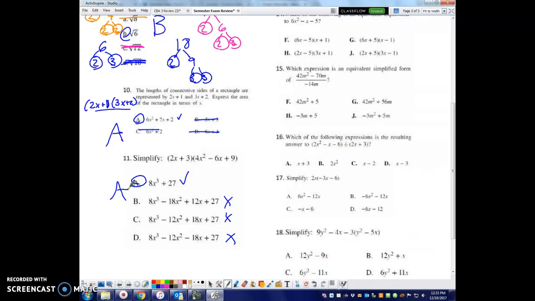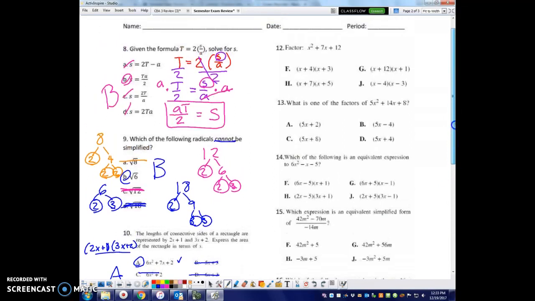Now for the rest of this review, once you find the answer, I'm going to stop. But remember on your exam, be sure to check them all because you never know. You never know if you type something in wrong or what. All right, so that was 11. So let's go to 12.